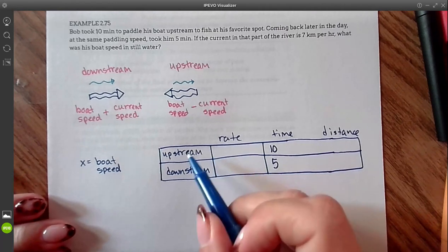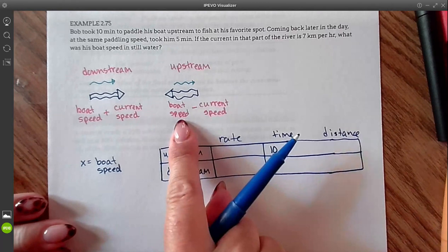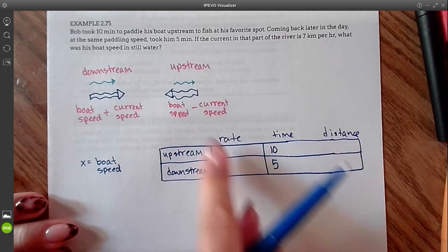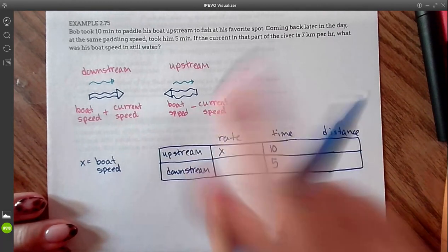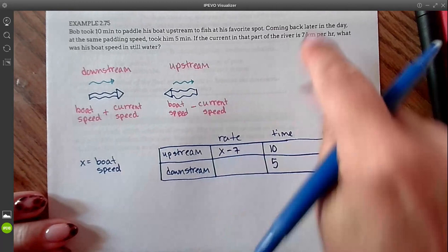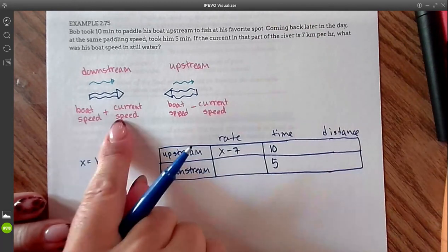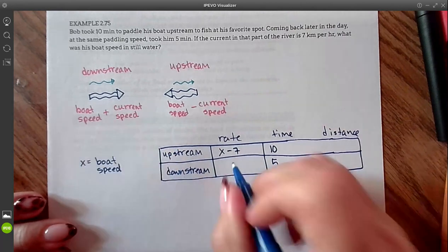So when we're going upstream, the boat speed, which was x, minus the current speed is what goes in this rate box. So the boat speed we don't know, that is x, minus the current speed, which they told us is 7. When we're going downstream, the boat and the current are working together. So the boat speed, which was x, gets added to the current speed of 7.